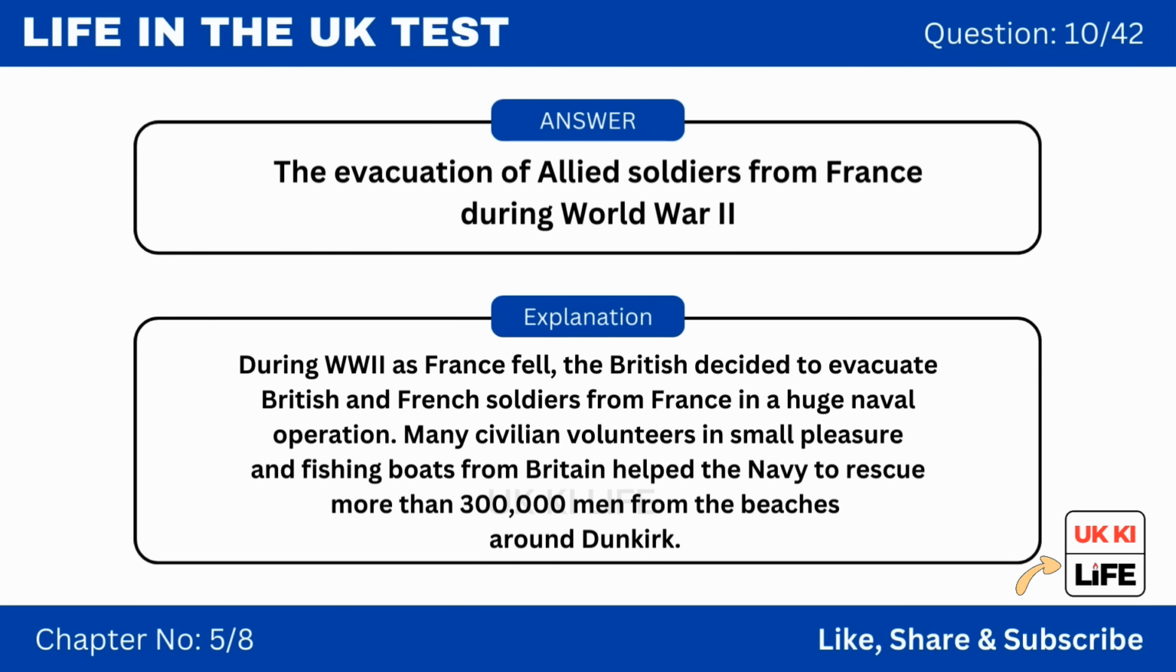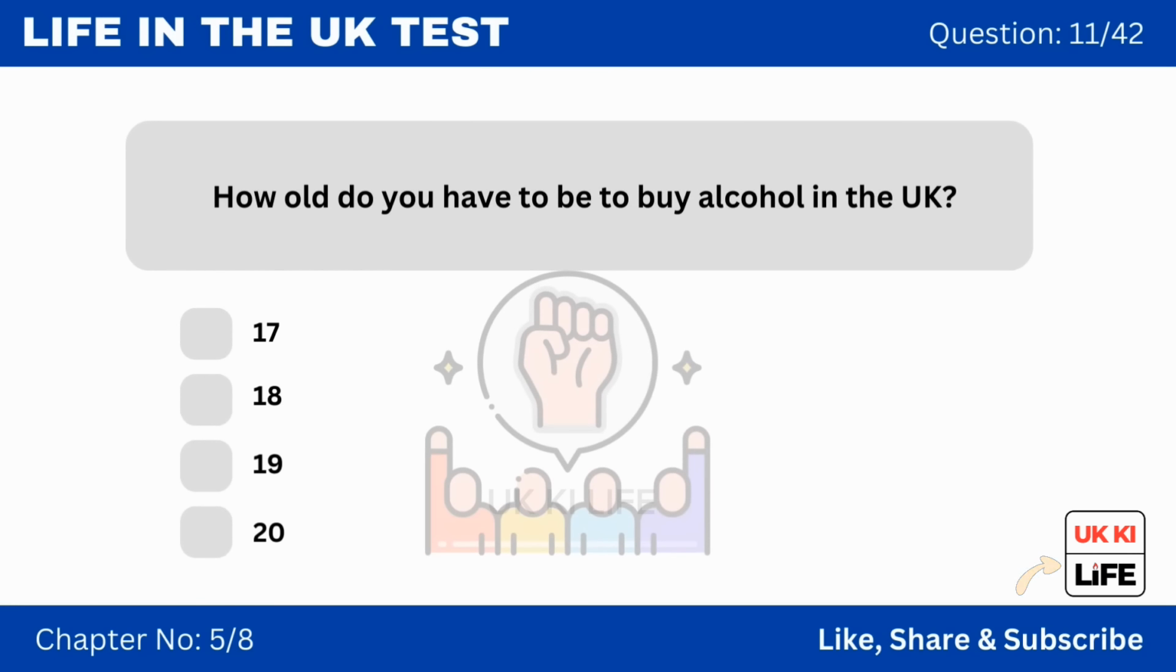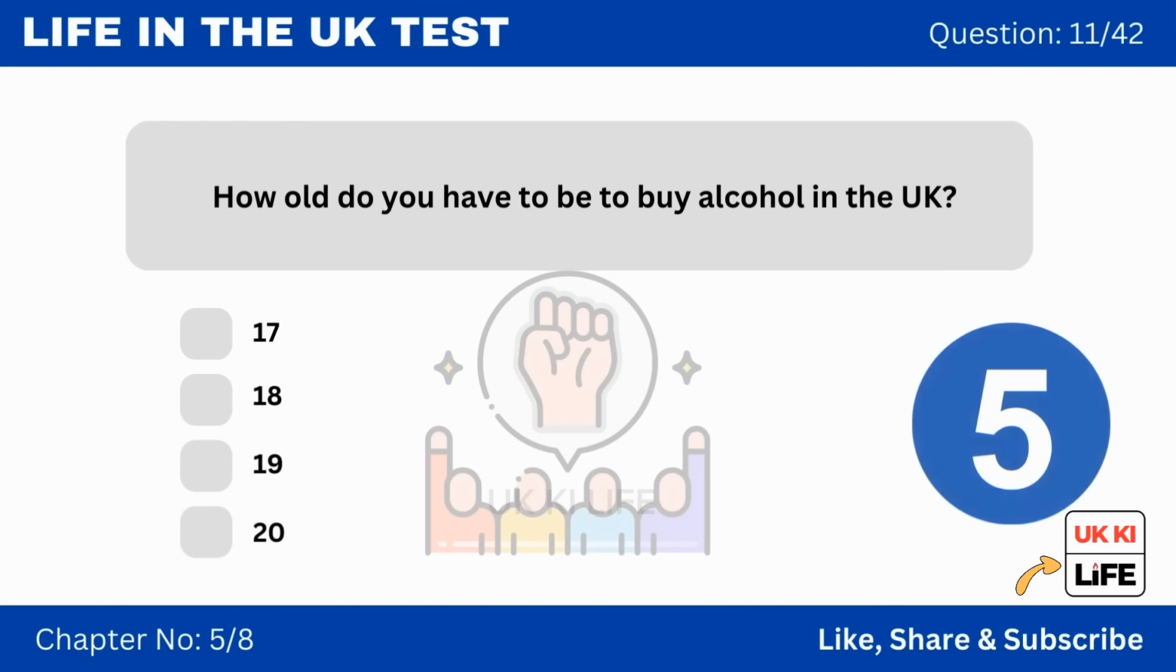Explanation. During World War II, as France fell, the British decided to evacuate British and French soldiers from France in a huge naval operation. Many civilian volunteers in small pleasure and fishing boats from Britain helped the Navy to rescue more than 300,000 men from the beaches around Dunkirk. Question 11. How old do you have to be to buy alcohol in the UK? 17, 18, 19, 20.